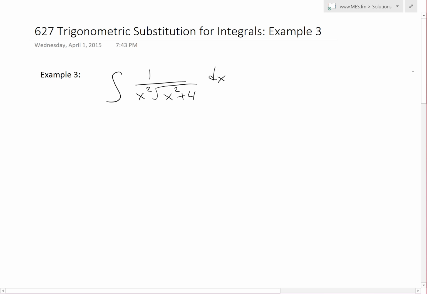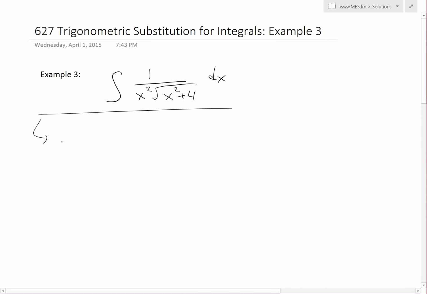I'm going to discuss further trigonometric substitution for integrals, and now go over example 3, which is this one here. It states to solve this integral, 1 divided by x squared times the square root of x squared plus 4, dx. Now, solving this seems pretty complicated.